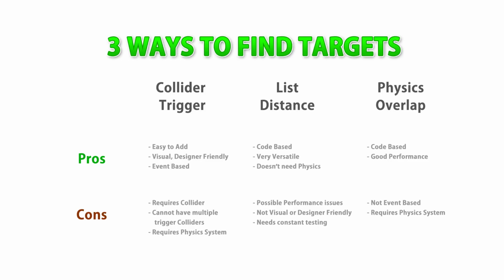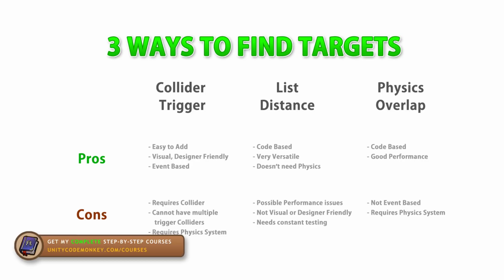Okay, so those are the 3 methods. As you can see, they all have their pros and cons. Now for me, I usually go with the second or third method. The first method requires working in the editor and modifying the game object by adding an extra collider. So after some time, you might forget which script that collider is related to, so it can become quite messy.